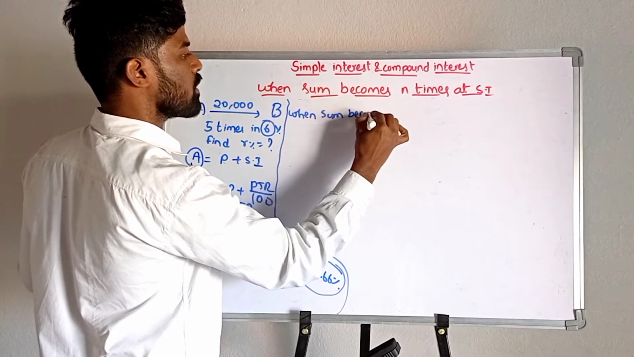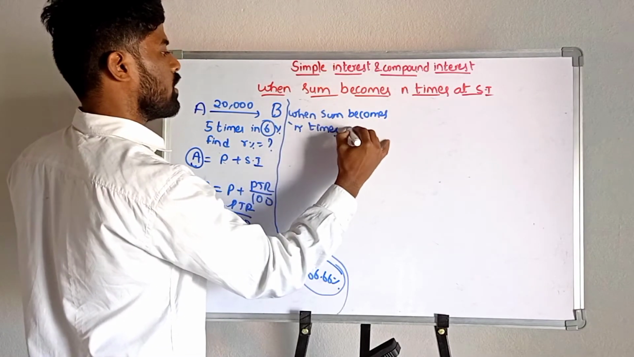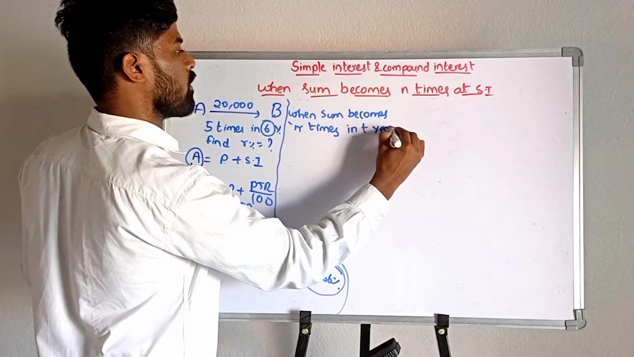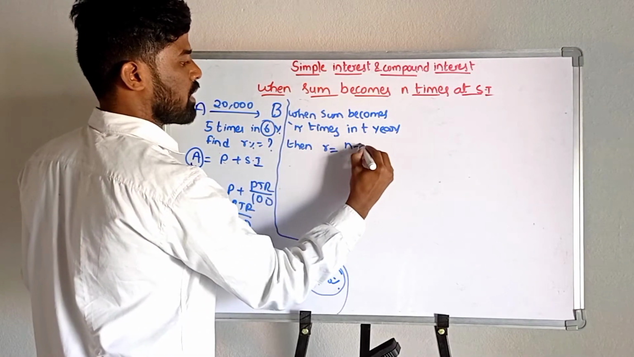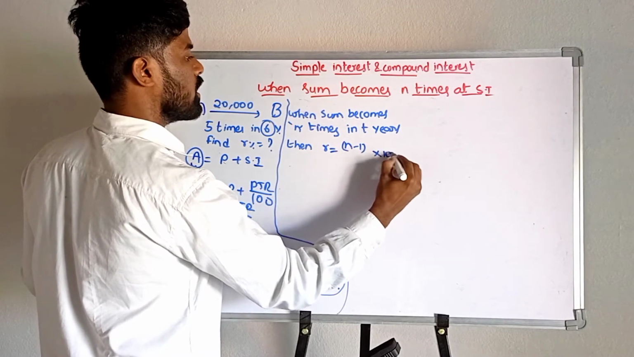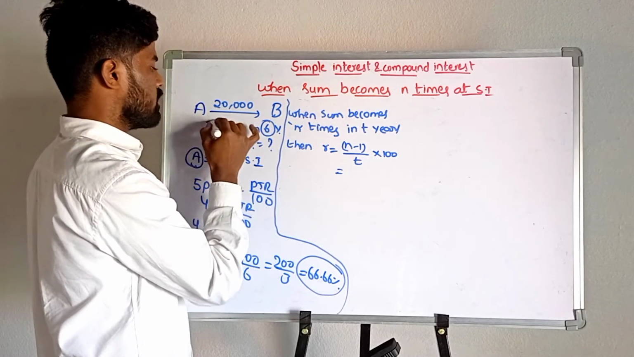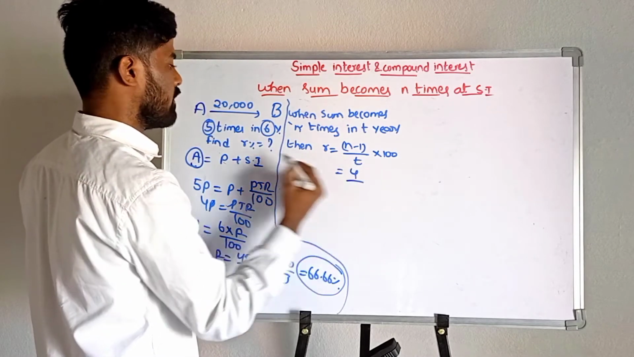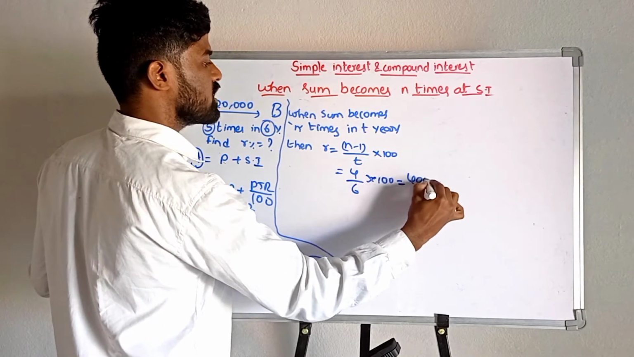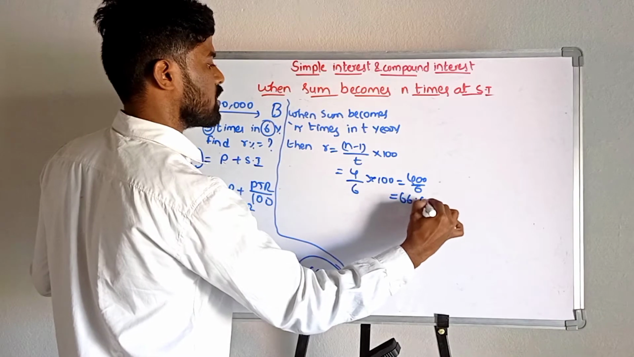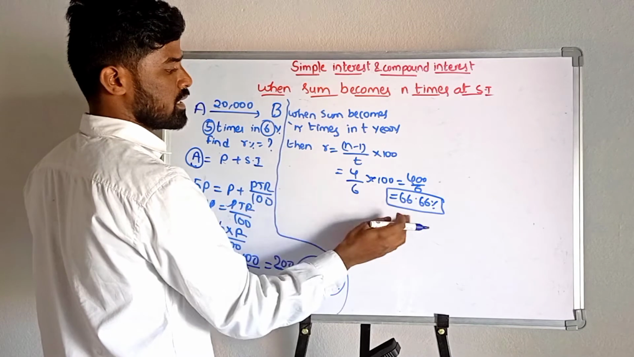For calculating this, we have one formula: when a sum becomes n times in t years, then R is equal to (n minus 1) into 100 divided by t. See here n is 5, 5 minus 1 is 4, divided by t which is 6, into 100, which is 400 by 6, which is 66.66%. Using this formula we can calculate in less time.